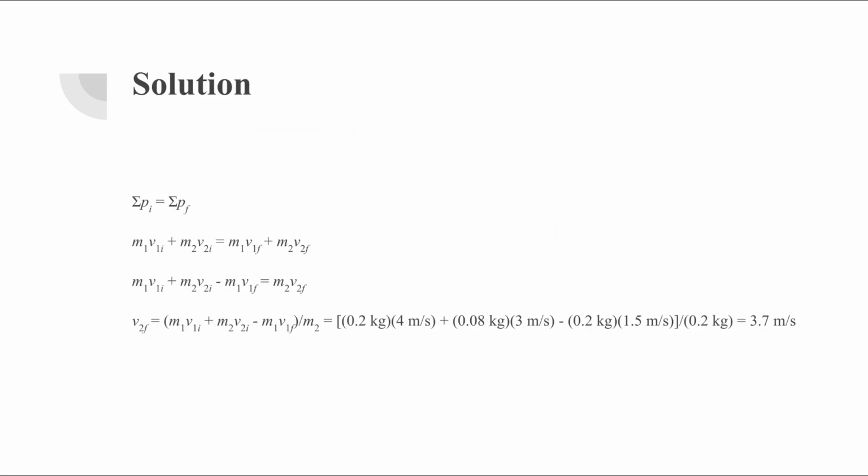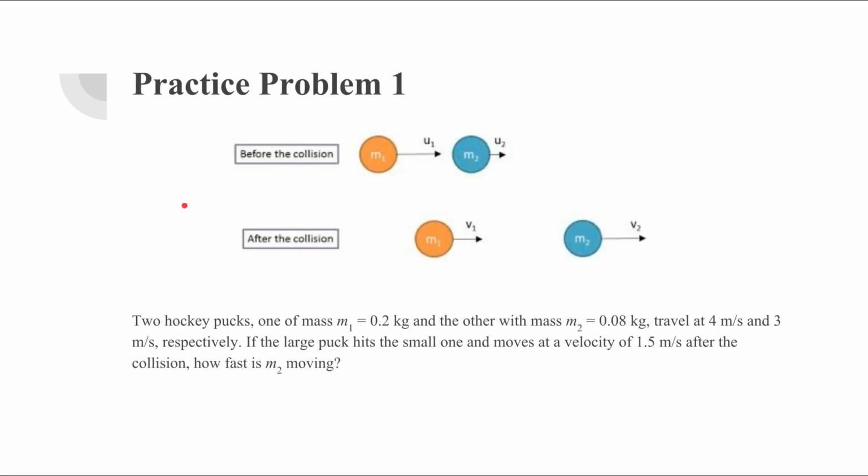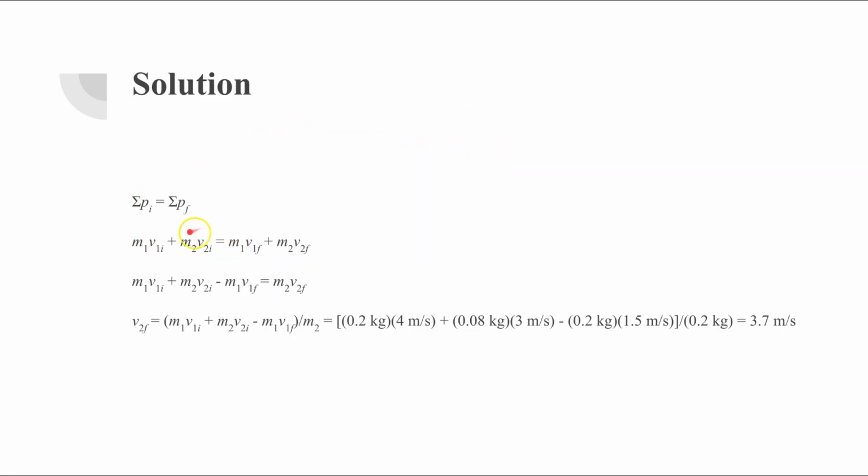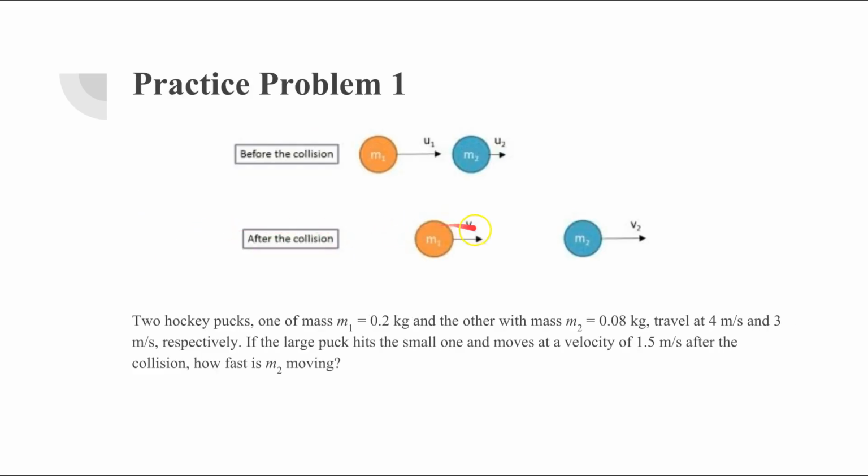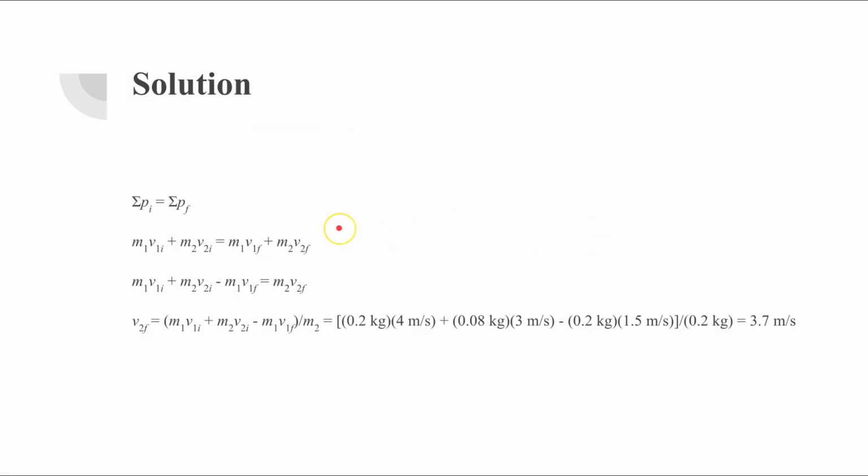So what you can do right here is you can just sum up your momentums. You have some initial momentum for M1, and some initial momentum for M2. They both add up and they must equal the momentum after the collision for M1 and the momentum after the collision for M2. All right?